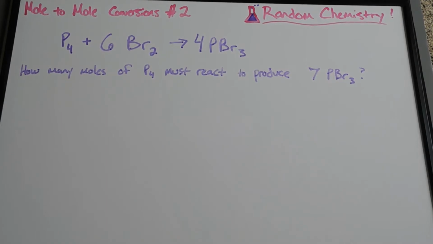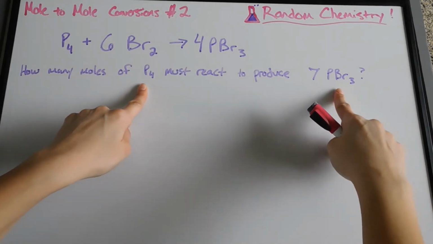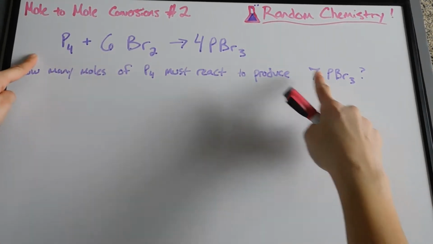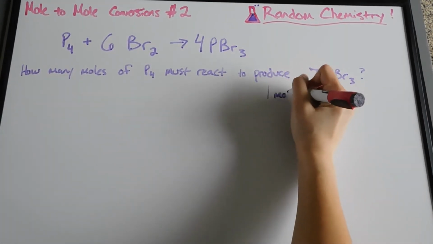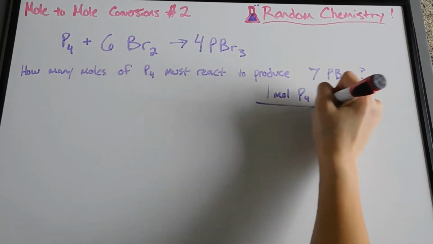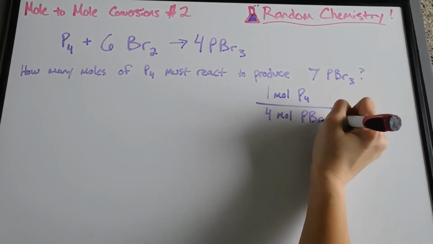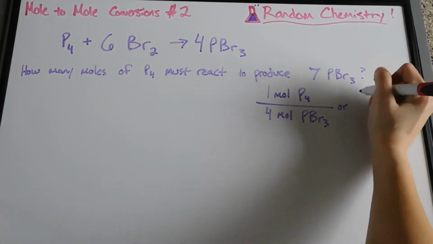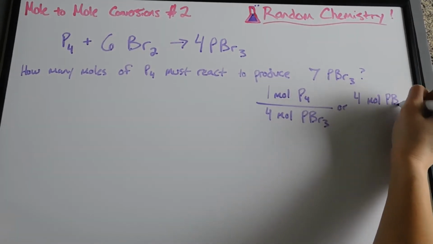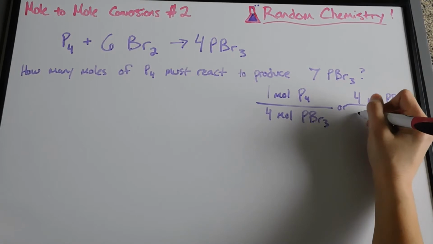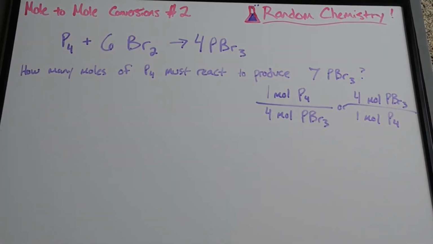The first thing we need to do is identify our molar ratio. We need the molar ratio of P4 and PBr3, which is 1 to 4. So I'll write that as a conversion factor. 1 mole of P4 for every 4 moles of PBr3. And then remember that we can write that inversely. 4 moles of PBr3 for every 1 mole of P4. And we'll use dimensional analysis to solve this equation.